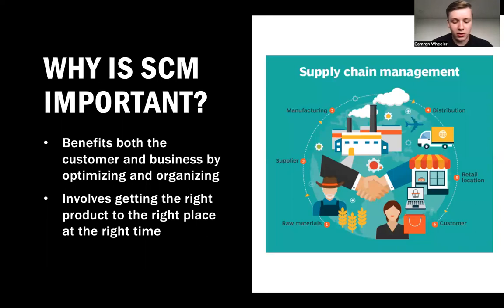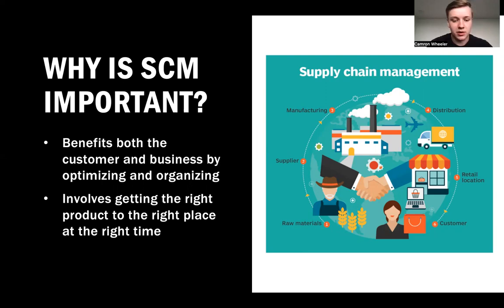So why is SCM important? It's important because it turns the process of turning raw materials into a good or service a customer can use into a much more seamless experience. It benefits both the company and the customer by optimizing and organizing production times and delivery methods. SCM is all about getting the right product to the right place at the right time, and the most basic supply chains involve as little as a company, suppliers, and customers. The picture on the right explains the supply chain management process of starting with raw materials and eventually delivering the final product to the customer.